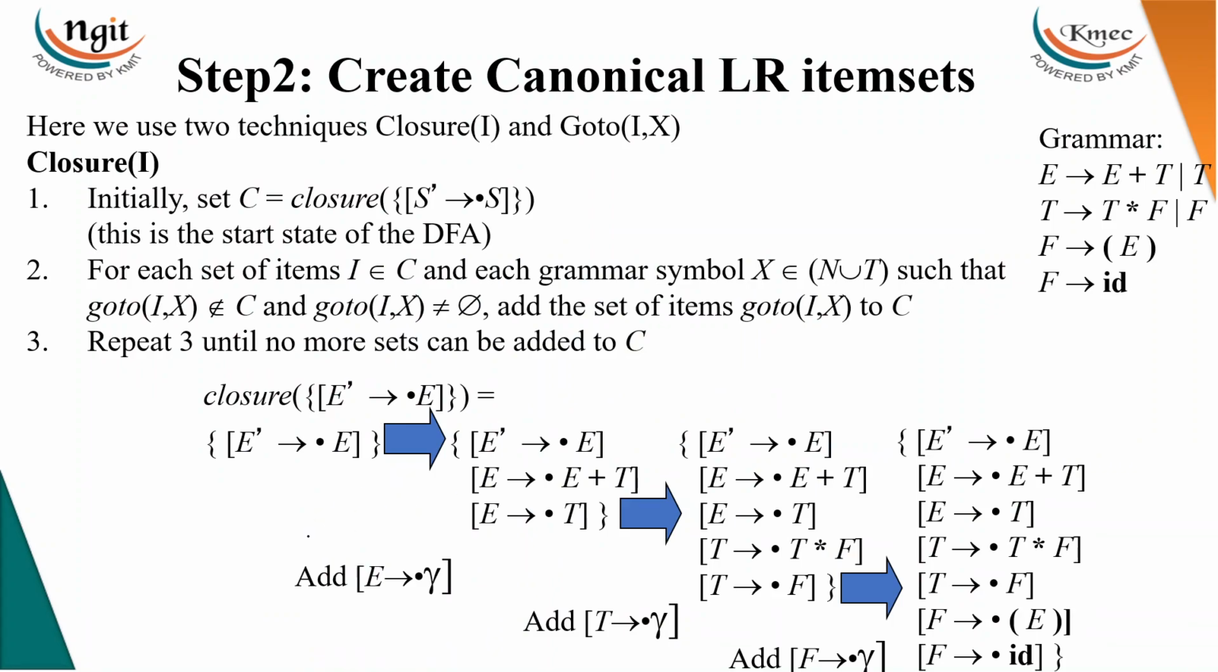Then here we are going to use two techniques: one is closure and the other is goto. Closure is nothing but you have to find the augmented production. So if your grammar is like this, then we have to add the augmented production.